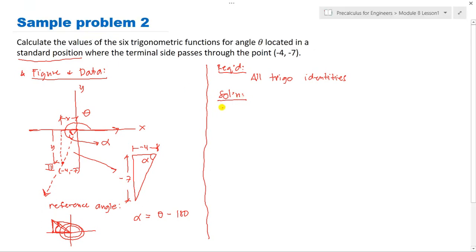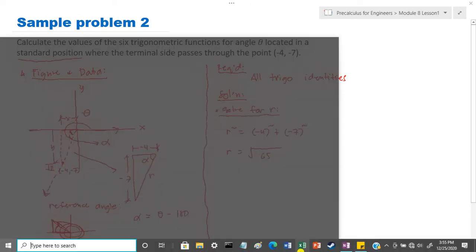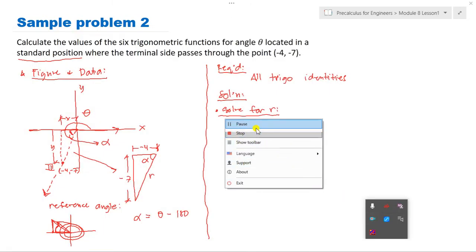So we're going to solve for the radius. So solve for r. So from this triangle, this is r. So that is r squared is equal to negative 4 squared plus negative 7 squared. So taking the square root of both sides, that is square root of 4 squared plus 7 squared, the answer is 65. Square root of 65. So just take the positive, the principal root. Okay? If you simplified it, it would actually be a decimal point. So, we will not simplify because we retain the exact value for the radius.